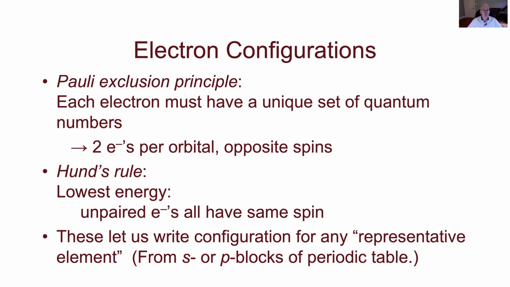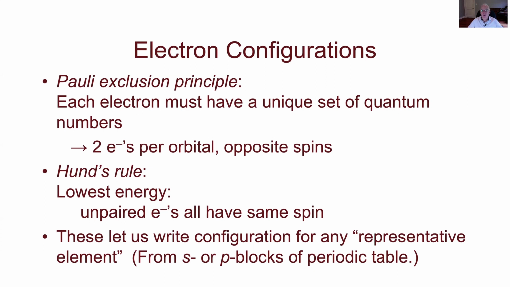I have something known as Hund's rule, which for now I'm just going to assert, but I will tell you later how we know it's true. It says the lowest energy state will be one where any unpaired electrons all have the same spin. Unpaired electrons means any places where I just have one electron in an orbital. So if I have multiple orbitals that each have one electron, then I want those electrons to have the same spin.